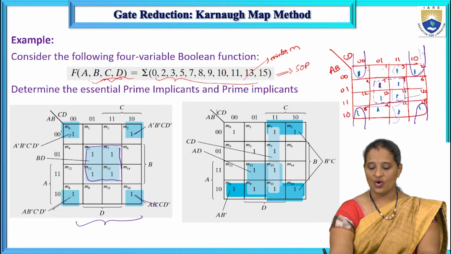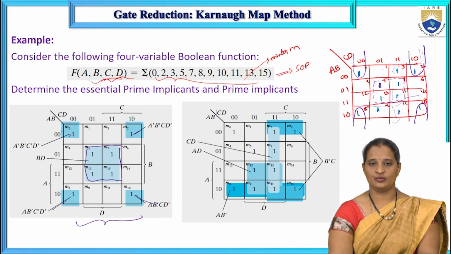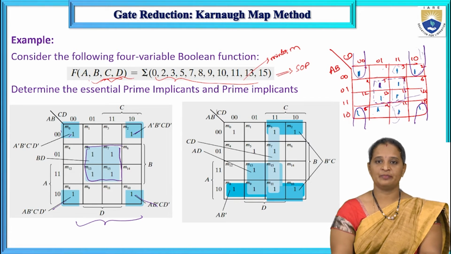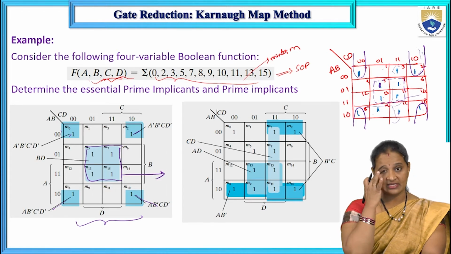So that is why we have only 2 essential prime implicants, and those are covering the minterms M0 and M5, where M0 and M5 cannot be covered by the other groups. So that is why these are said to be essential. Now let us write the prime implicant for these essential groups.